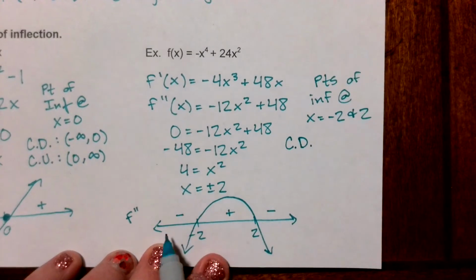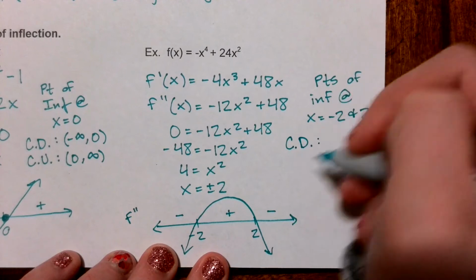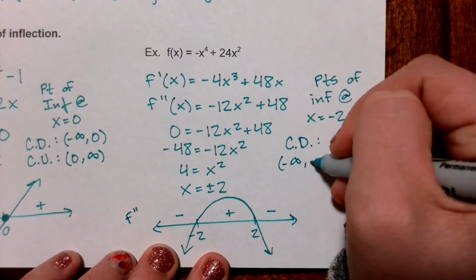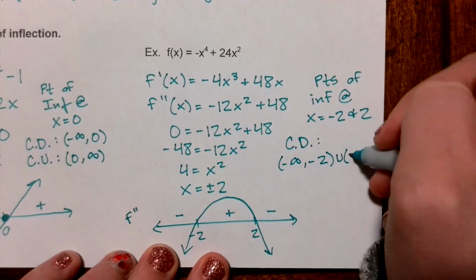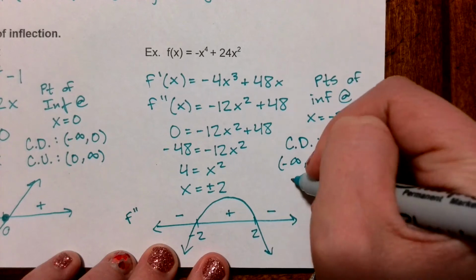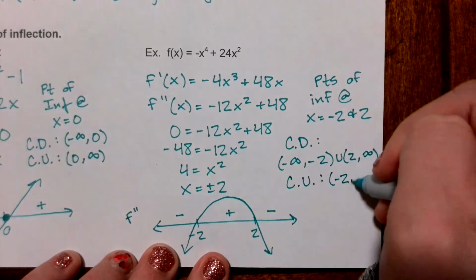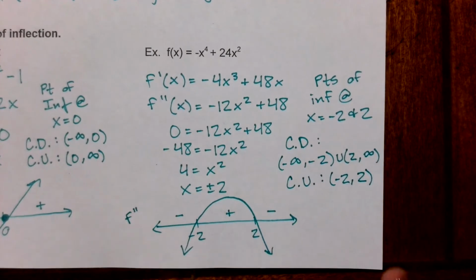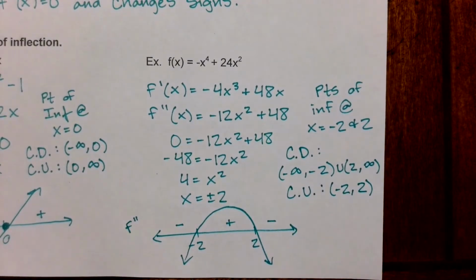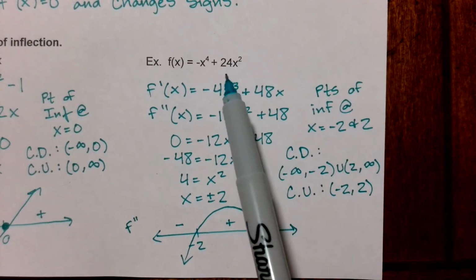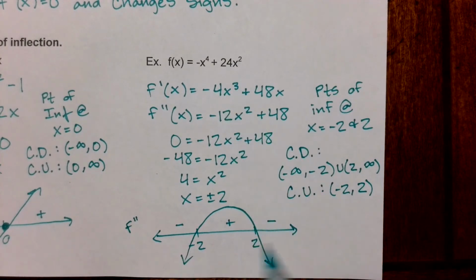And then if I'm giving my concavity, I know that my f is concave down from negative infinity to -2, and then also from 2 to infinity. And then we're concave up on f from -2 to 2. Which I think, especially with polynomials, it helps us to go ahead and connect and see why that's happening.